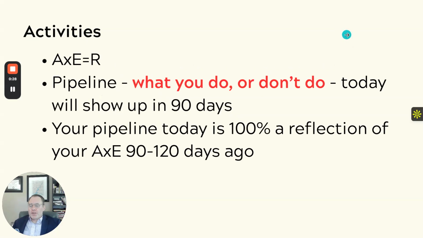So, first of all, your activities. Let's start with a formula called A times E equals R. How many of you know what that would mean? I'll tell you. A equals your activities, times E equals your effectiveness at those activities, equals your results. So activities times effectiveness equals your results.